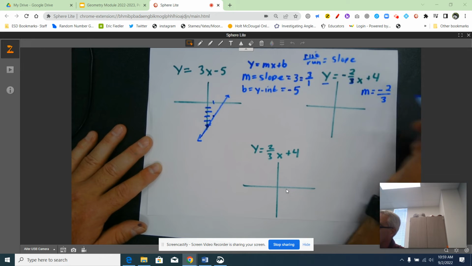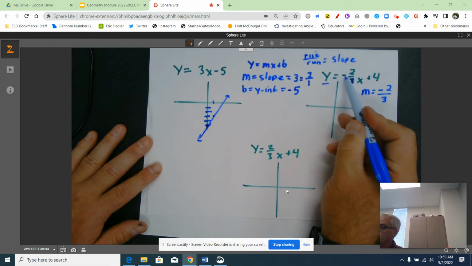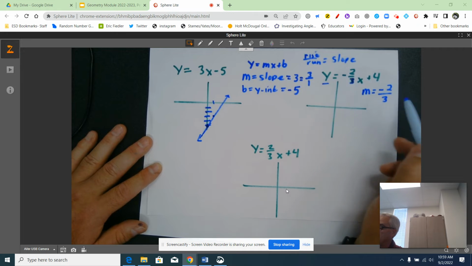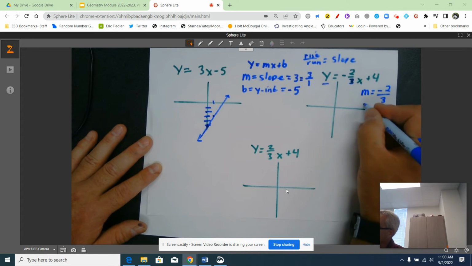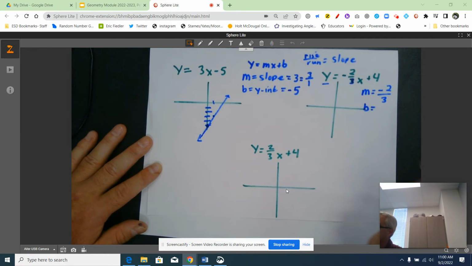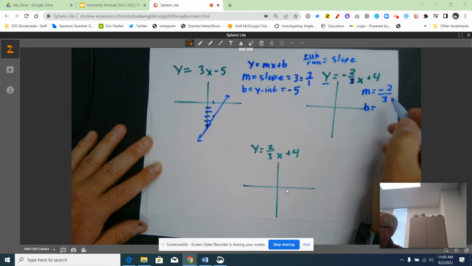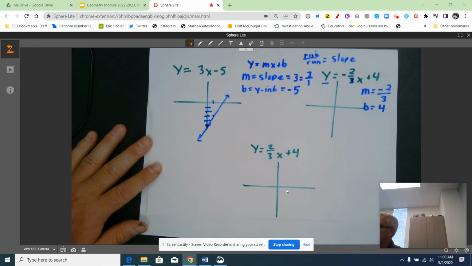Now, this negative can cause problems. You notice here the negative's kind of out in front. I just always take that negative and I put it in the top of the fraction. It equals the same thing. The y-intercept is the number that comes after the x. What comes after the x? A positive 4. So our y-intercept is 4.